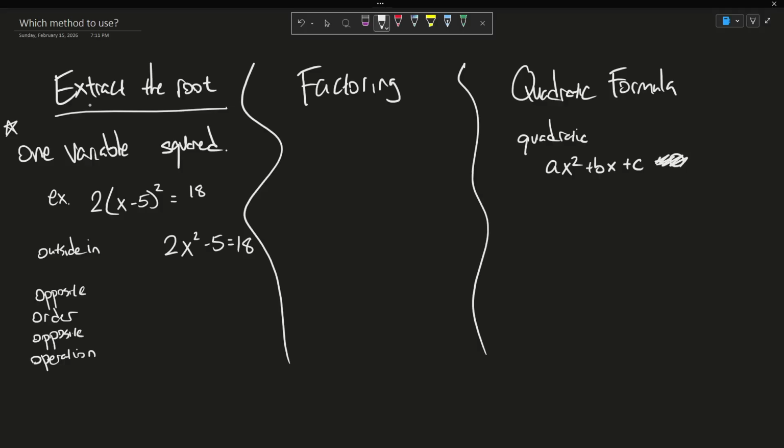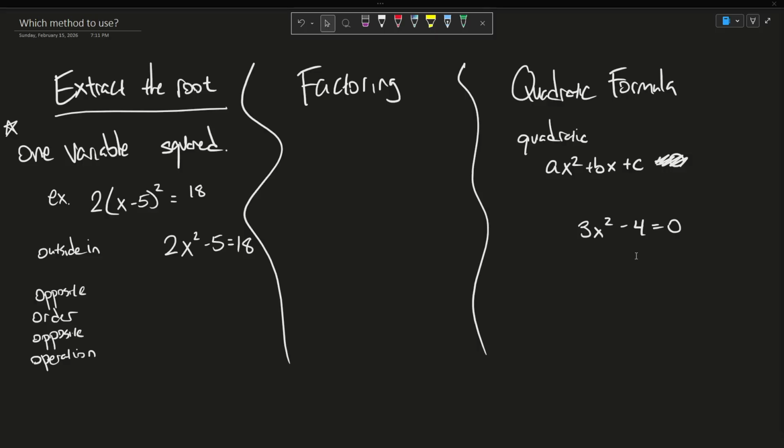We'll get to the equals 0 part later, but we need a quadratic. The quadratic formula actually works even if you don't have a b or a c. It doesn't work if you don't have an a. But if you have 3x squared minus 4 equals 0, you can still use the quadratic formula, just having b be 0.